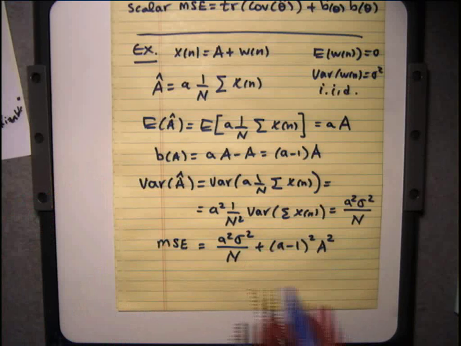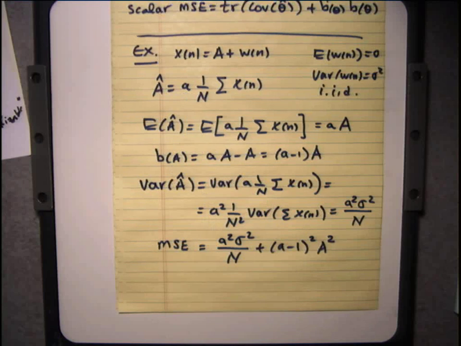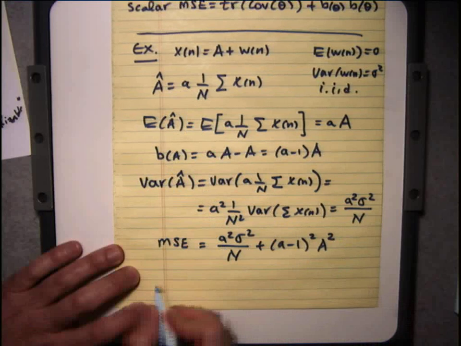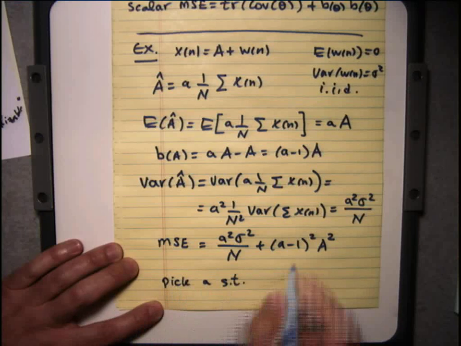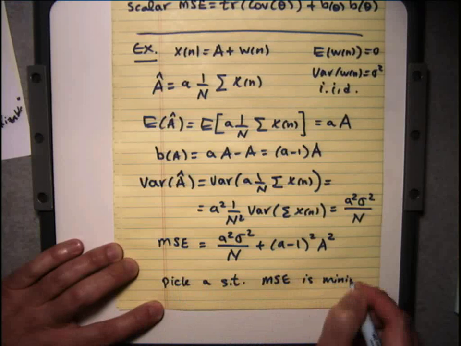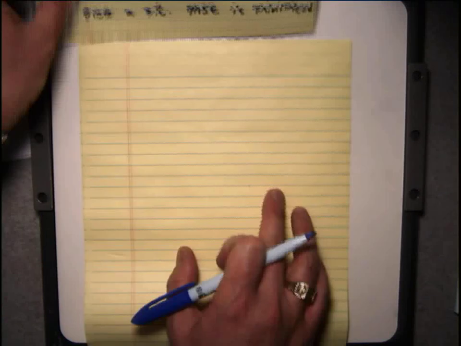Now, what I wanted to do is to minimize mean squared error. I have this parameter to play with. So the way I'm going to play with it is I'm going to take a derivative of this with respect to a, set it equal to 0, and see what I come up with. So what you want to do is to pick a such that the mean squared error is minimized. Let's do that here.